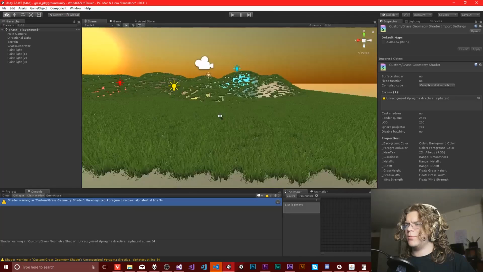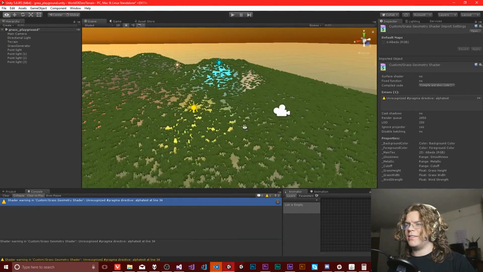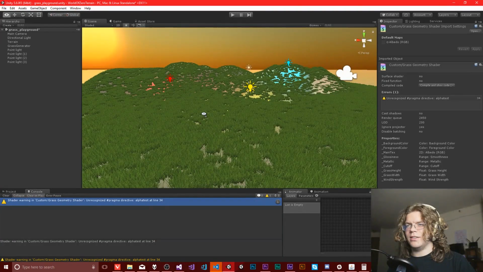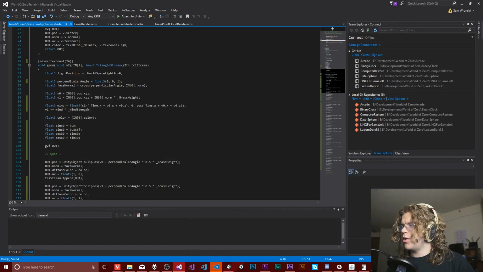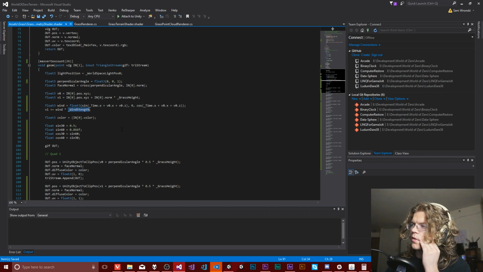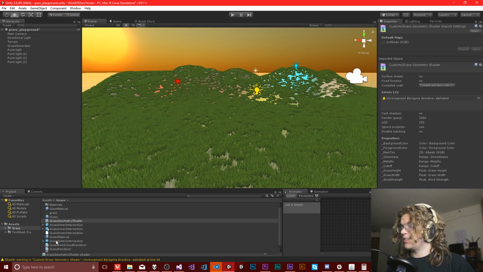Unrecognized thing, pragma alpha test. Yeah, I know, that's broken. I tried to make these a cutout shader, and it didn't work. Anyway, what am I doing? Wind. Why isn't wind working? Wind plus the wind strength. Do I just need to crank it up? I guess we can find out real quick.